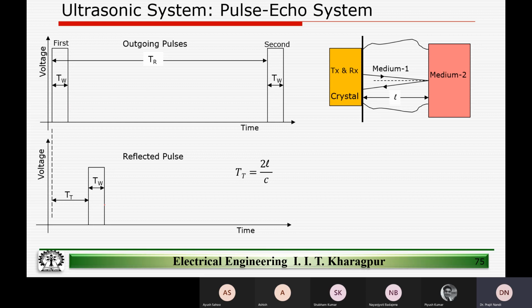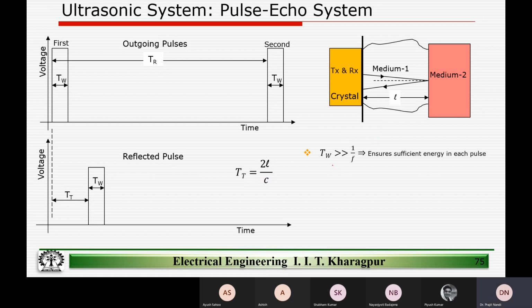This is what I had talked about as time of flight. We generated a pulse and the pulse got reflected. If I know the time difference between these two pulses, based on the time of flight I can calculate the length. So the total time, let's say, is TT. Here, if you see, we have generated a pulse and the first reflected wave, and the time difference is given by TT. Based on this and the speed of sound, I can calculate the length.